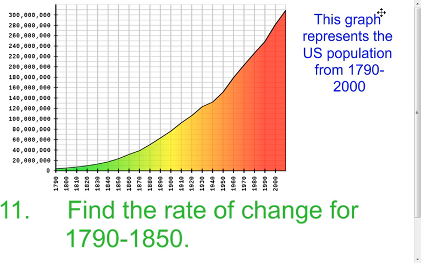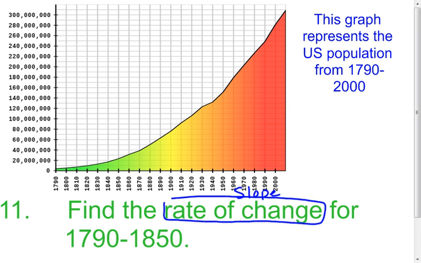We are going to be looking at how you might use slope in a real life situation. So this is asking you to find the rate of change. Rate of change is another word for slope, which we learned about. So basically this is saying find the slope between the years 1790 and 1850.